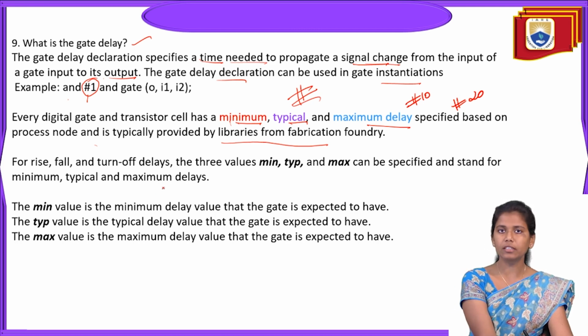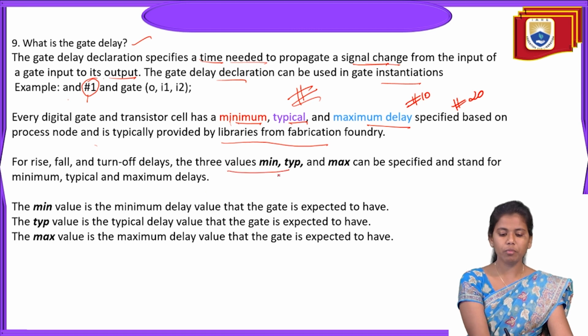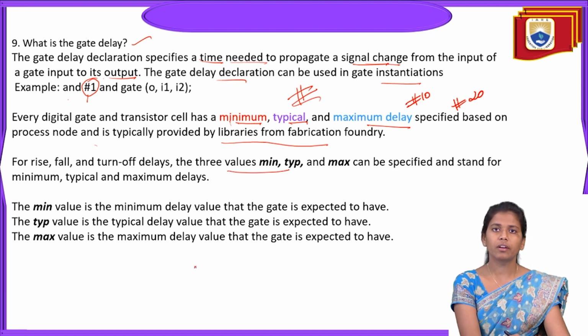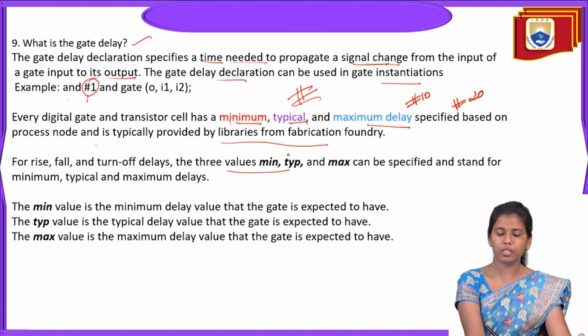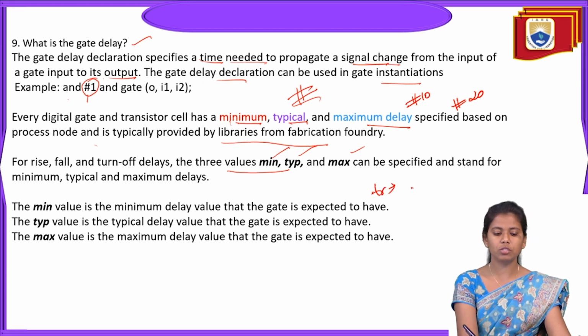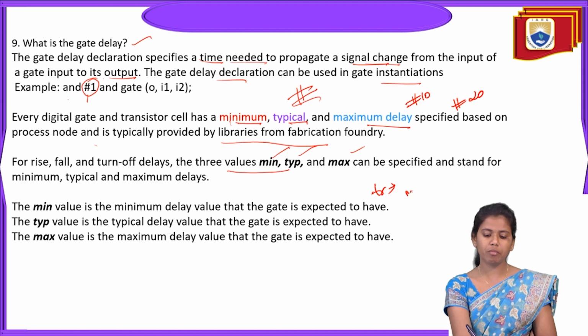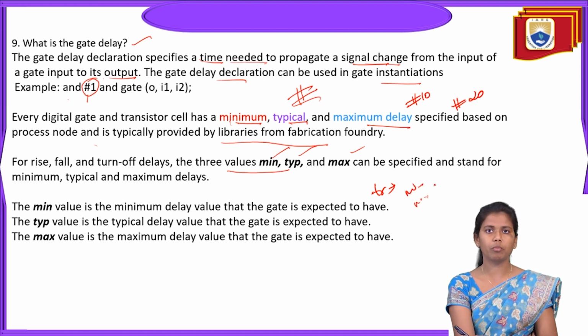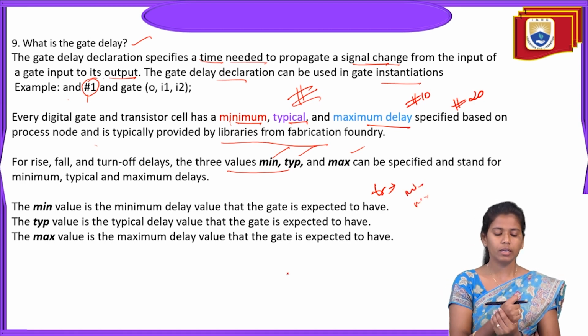And for rise, fall, and turn-off delays, there are 3 values. For each rise time, fall time, as well as turn-off time, we can have values based on the minimum, typical, and maximum. Okay, they are specified. So for the rise delay, we can have these values: minimum value, maximum value, or typical value, and so on for the other 2 delays as well.